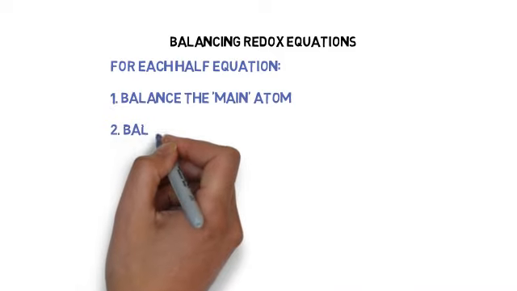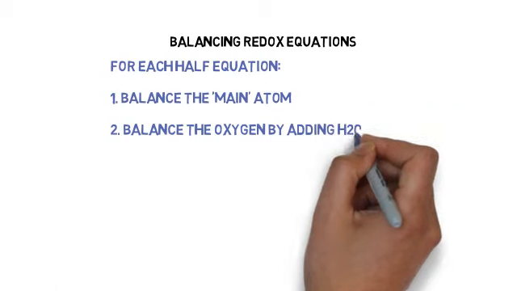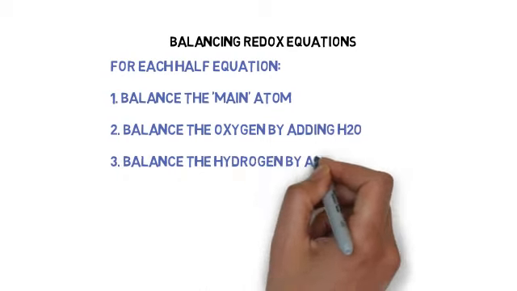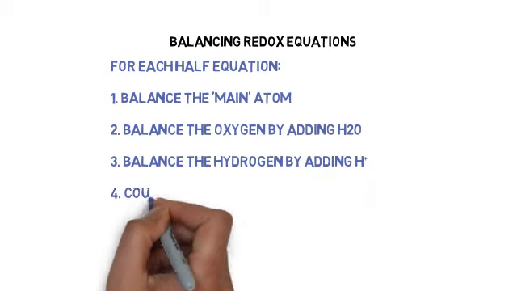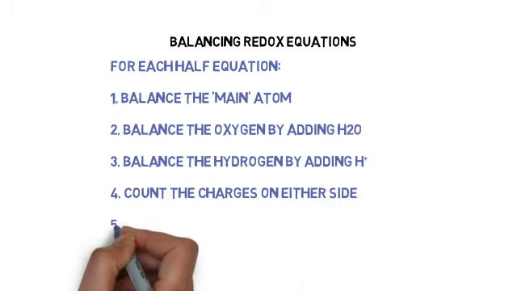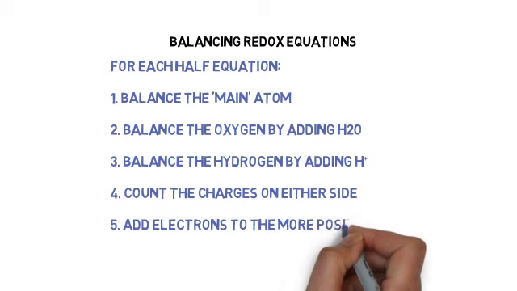The first thing we're going to do is balance our main atom. Then we're going to balance our oxygen by adding H2O. Then we'll balance our hydrogen by adding hydrogen ions. And then we're going to count the charges on each side of our equation. And from that, we're going to add electrons to the more positive side.